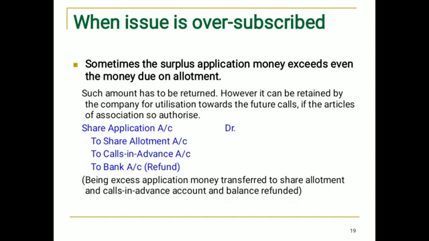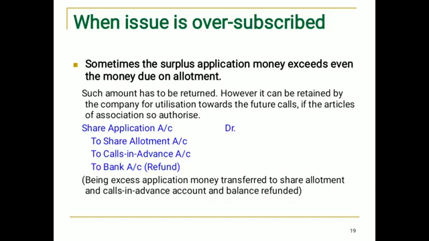That means if you are not rejecting the applications, you will transfer it to share allotment account or in calls account. You will consider it as calls in advance. That means the amount that you are supposed to call in future is received already. That will be considered. This journal entry also will be more clear when applied practically in the sums.